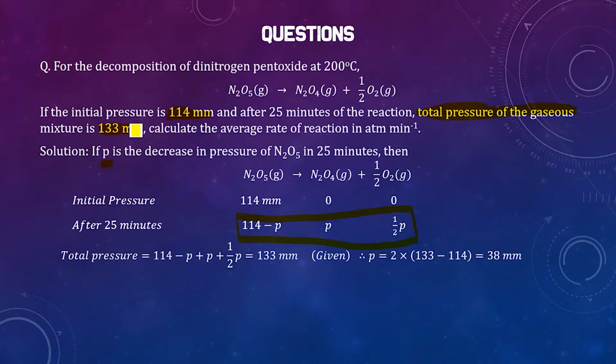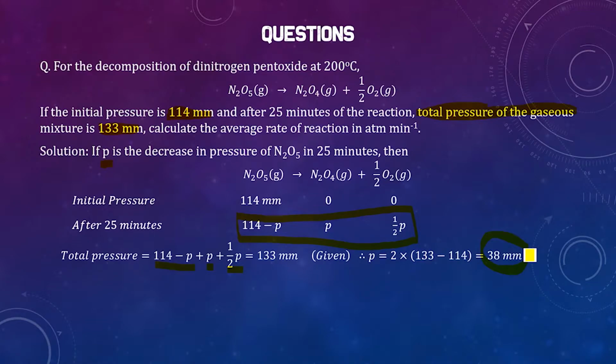So how to write it? This is the initial pressure, this is the pressure of the reactant, and then the N2O4 and then the O2 pressure. Yes, I have added all these three. According to the question, it is 133. Now solve it, and when you solve it, you will get P equal to 38 mm. That means in 25 minutes, 38 mm pressure is going to be decreased.